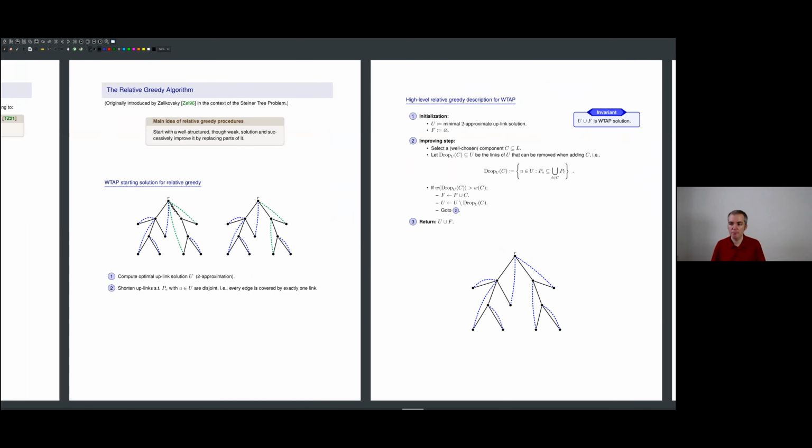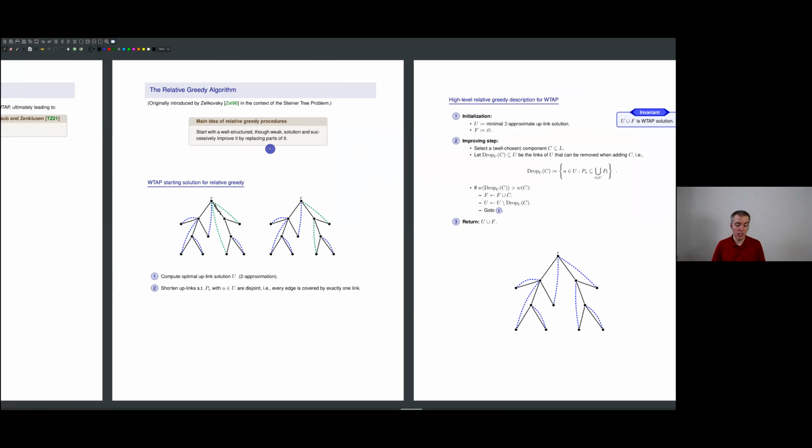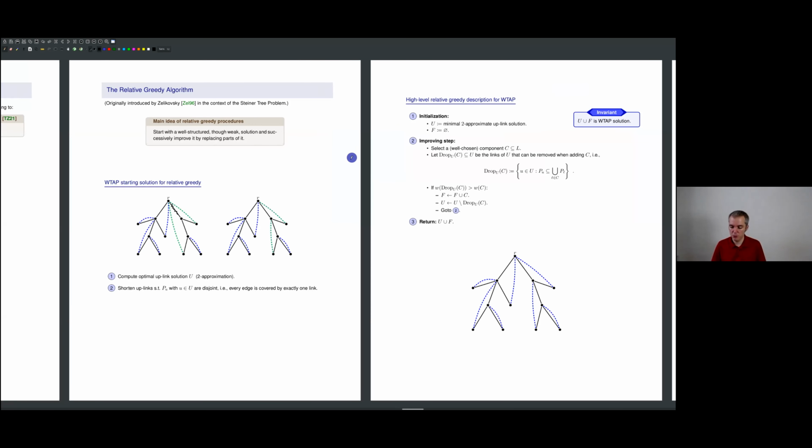Okay, so what's the plan? The plan is, let me start with a high-level plan, and I have to fill in some of the steps to be more precise. This is just formalizing this general idea of relative greedy. So we initialize, so we start with this minimal two approximate uplink solution. And then we will successively replace some of those uplinks by other links. And those other links will be the links in F. At the beginning, there are none of them. It's an empty set, and I will then start increasing F. I will decrease links in there. I will remove links from it.